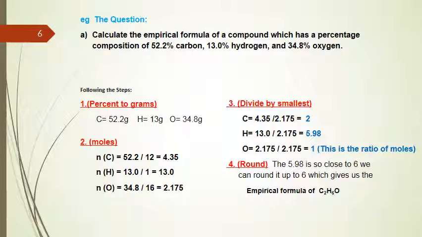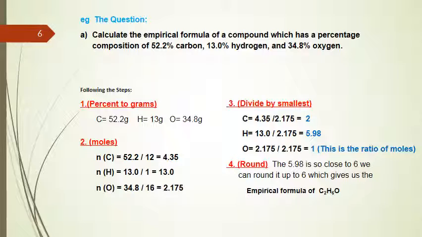The third part is drunk, so it's divide by the smallest. So the smallest number, as you can see, is 2.175, number of moles of oxygen. So we simply divide each of the other moles by that number. So for carbon, we have 4.35 divided by 2.175, so that gives you the number 2. Hold on to that idea. Hydrogen is going to be 13 divided by 2.175, the smallest number, which gives 5.98, and oxygen is going to divide by itself, which is going to give you 1.